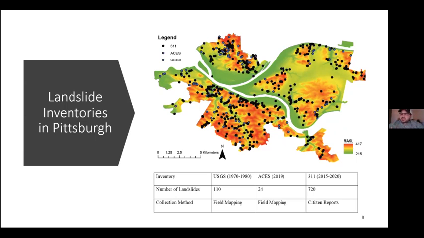I also digitized some landslides that are reported through the Allegheny County Emergency Services landslide portal, as well as the inventory I was just talking about, the 311, which is the 311 citizen reported calls, and that ranges from 2015 to 2020. 311 has actually lasted longer than 2015. However, it just became digitized in 2015. So that's as far back as it goes when you pull up the publicly available Excel sheet.